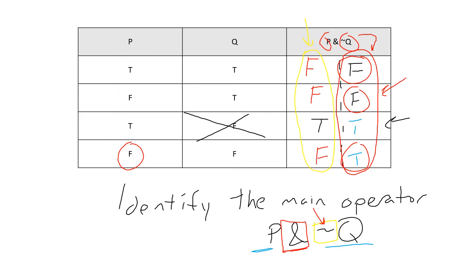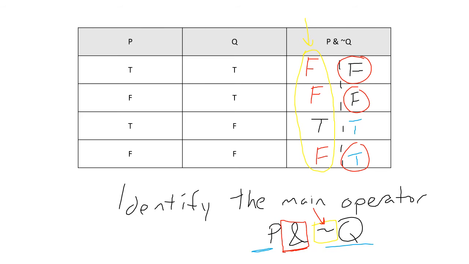I'm going to erase a bunch of this stuff because it's not needed. But what happens is this column over here that represents the tilde Q is only good for getting us this column in yellow, which is the value of the whole sentence. This column only represents tilde Q, which is not the sentence that we're looking for. We're looking for P and tilde Q. So it's just a small step in getting us to the final values for the whole sentence. So we won't need these. We can get rid of them.